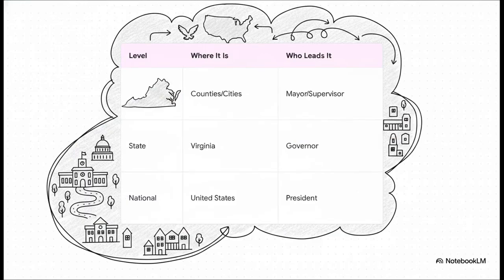So who's actually running things here? Down at the local level, like your counties and cities, you've got a mayor or a supervisor looking after your immediate neighborhood. Take a step up to the state level, like Virginia, for example, and you have a governor overseeing all those local towns combined. And then right at the top, the national level, the United States is led by the president.